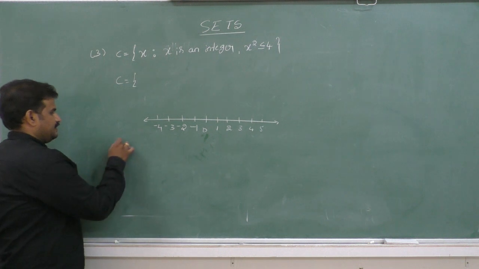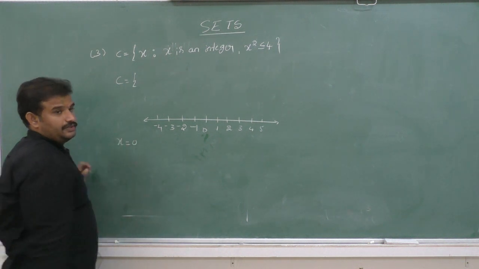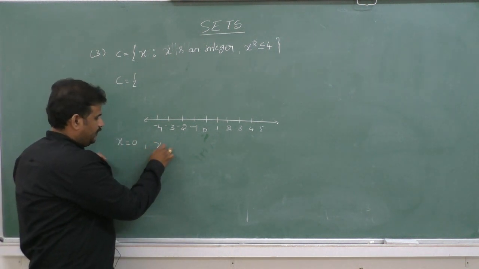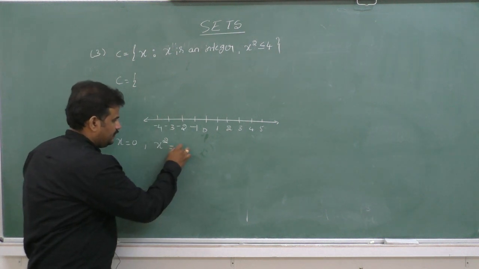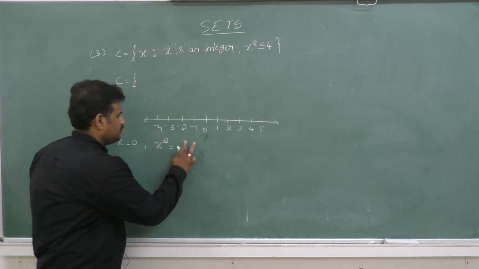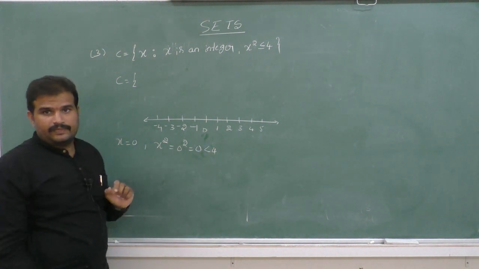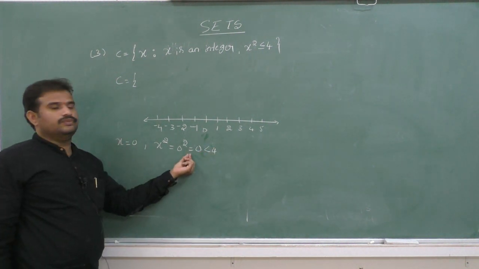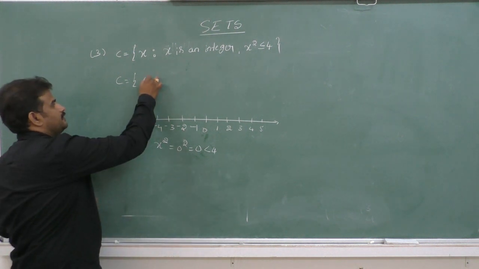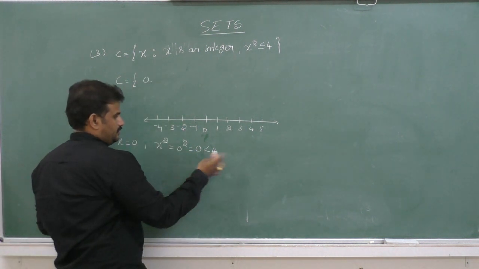Okay. So, first if I take x equal to 0, what is the square? x square, that is 0 square. 0 square is 0, which is less than 4. Yes or no? So, we got the first value. What is the first value? It is 0, less than 4.